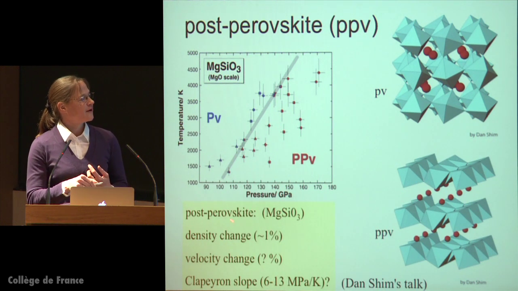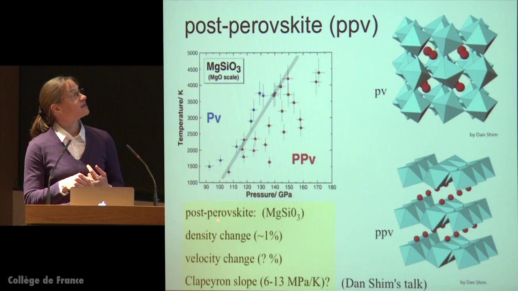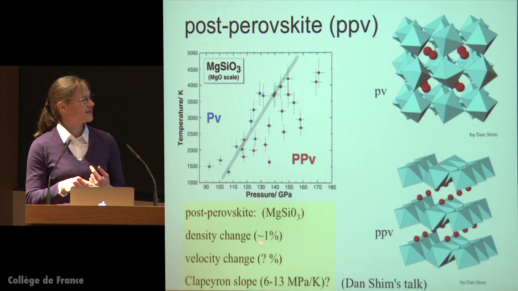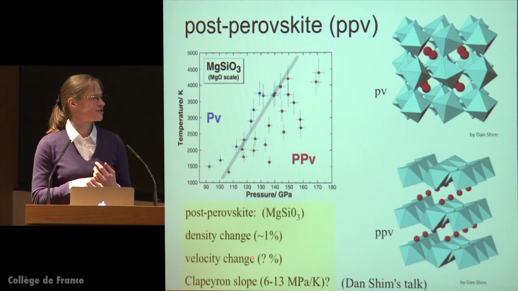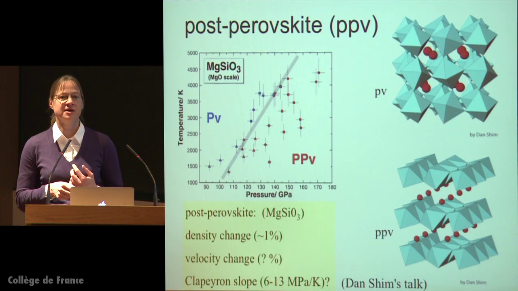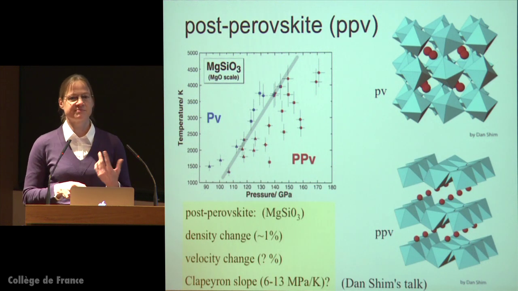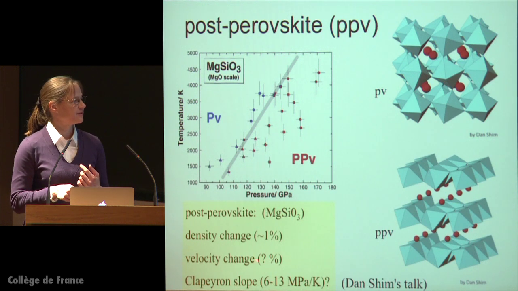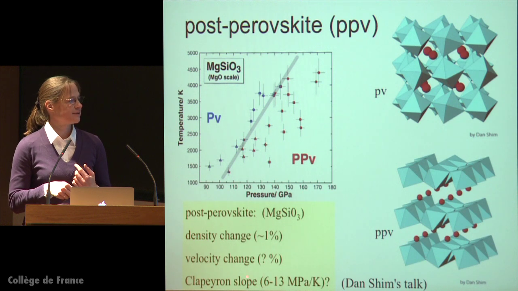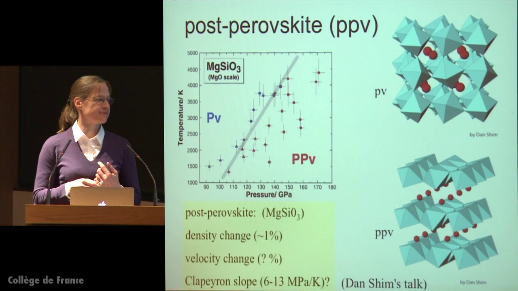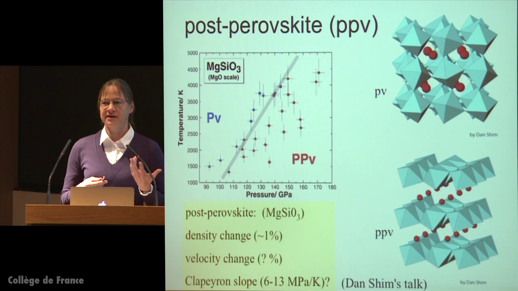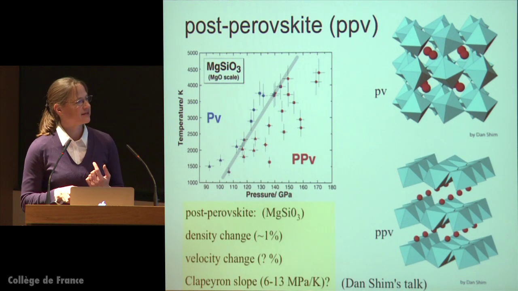So there's a few of the values that you have. The density change was reported to be around 1%. It may have changed. The velocity change apparently is quite difficult. Motohiko said at some point it's 0.5% for S waves, and P waves weren't that clear. And the Clapeyron slope was in the region from 6 to 13 megapascals per Kelvin. I think that has been confined a bit better now.